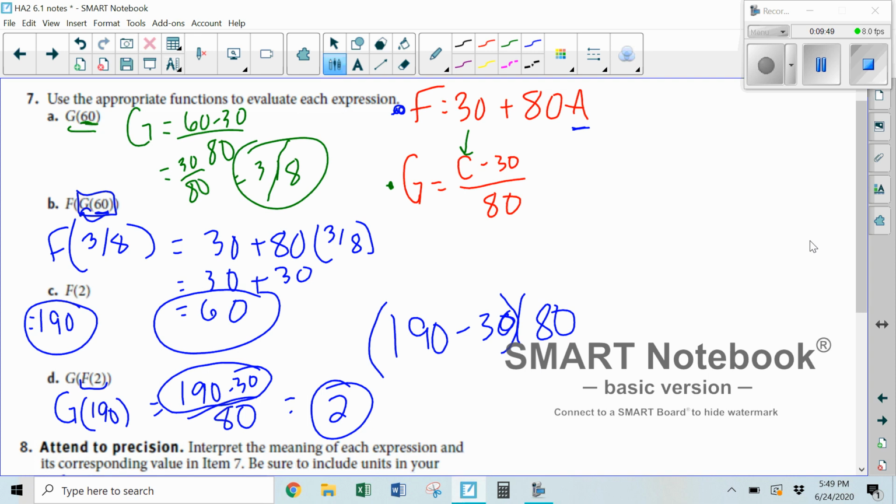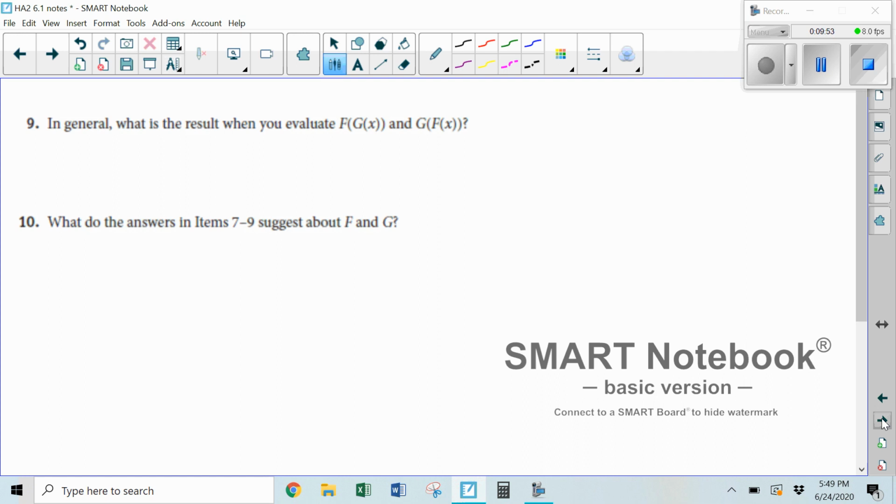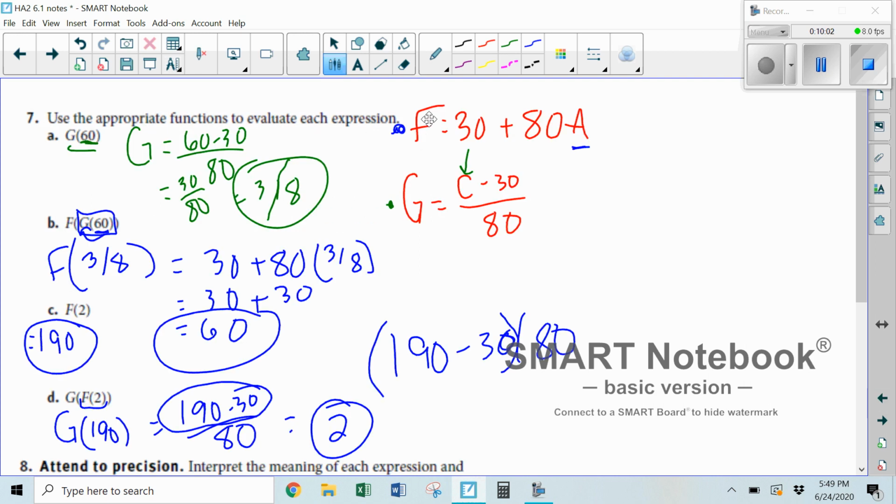All right, number 9. In general, what is the result when you evaluate f of g of x and g of f of x? So because these functions are inverses, let me go back to 7. When I take a number and put it into G, and then I put it into F, look what happens. When I took 60 and put it into G, then put it into F, I got 60. When I took 2 and put it into F and then put it into G, I got 2. I get what I started with.